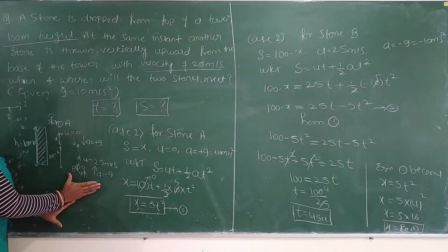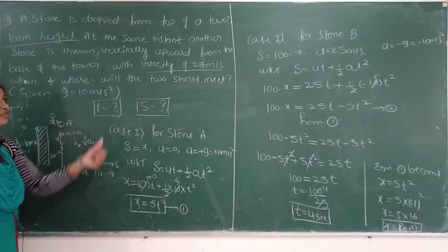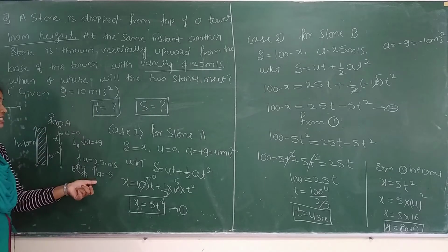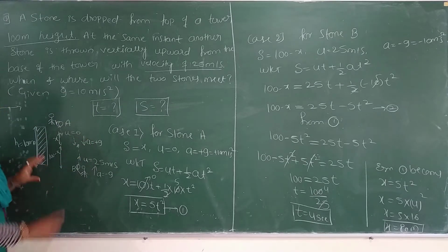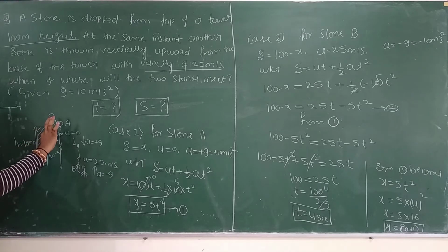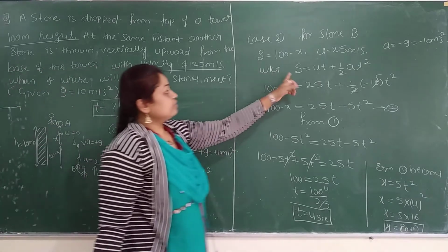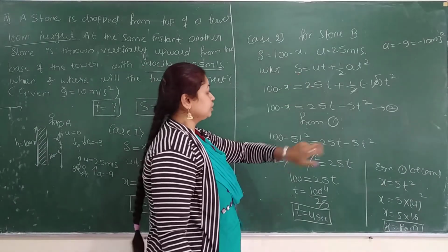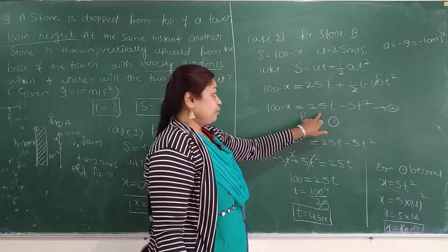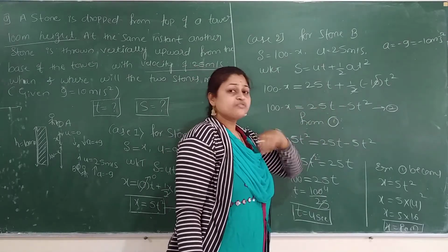Then go for stone B. Again, stone B has an initial velocity of 25 meter per second, which they have given, and acceleration is minus g. And here, how are we taking the distance? This minus this one. Already stone A covers a distance x and the tower distance is 100. 100 minus x means you will get this distance. Just substitute the values in the third equation of motion. You will get a second equation, that is 100 minus x equals 25t minus 5t square.